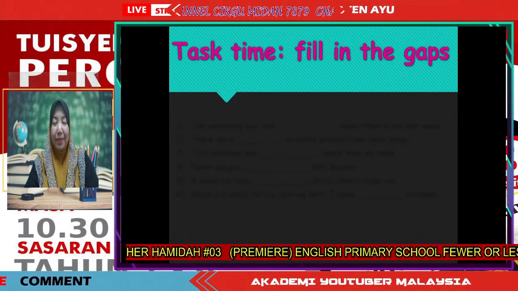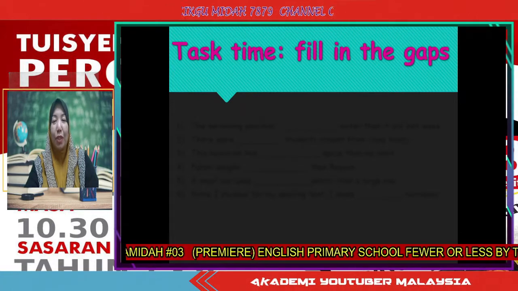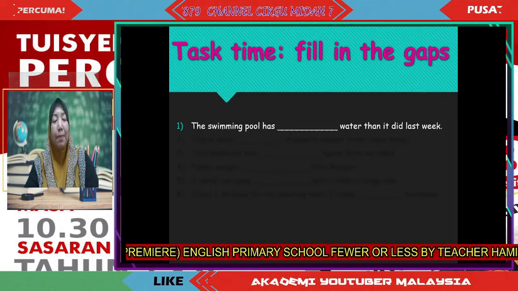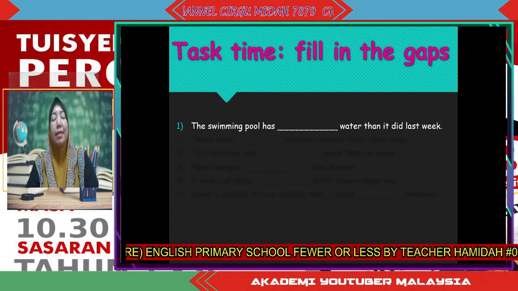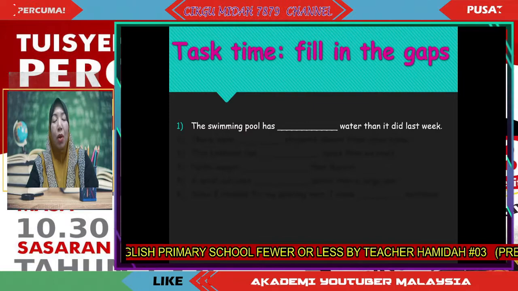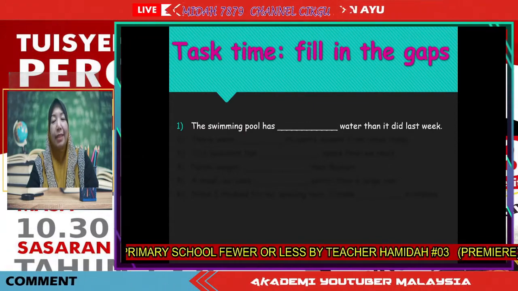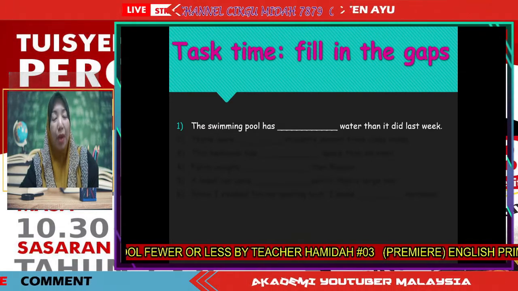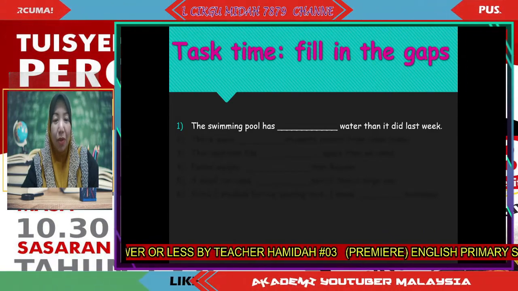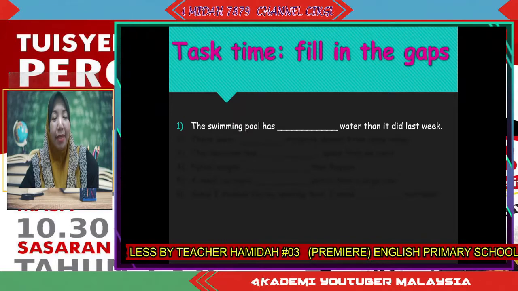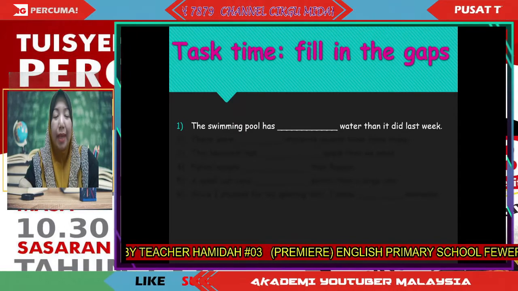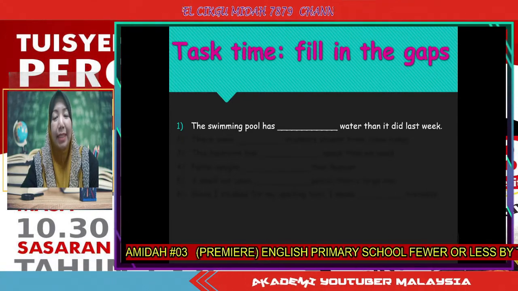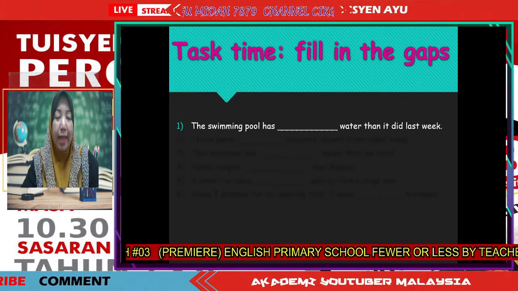Last time, fill in the gaps. So you need to fill in the blanks. Task number one. The swimming pool has... what's the answer? Fewer or less water than it did last week. You can write down your answer at the chat column. What's the answer for number one? The swimming pool has fewer or less water than it did last week. You can write down your answer at the chat.